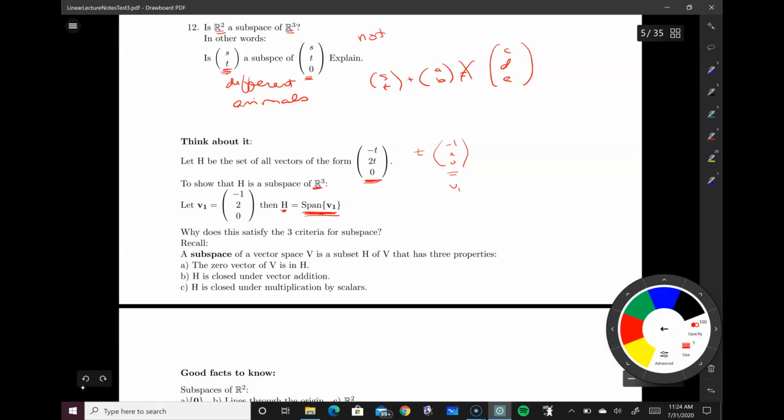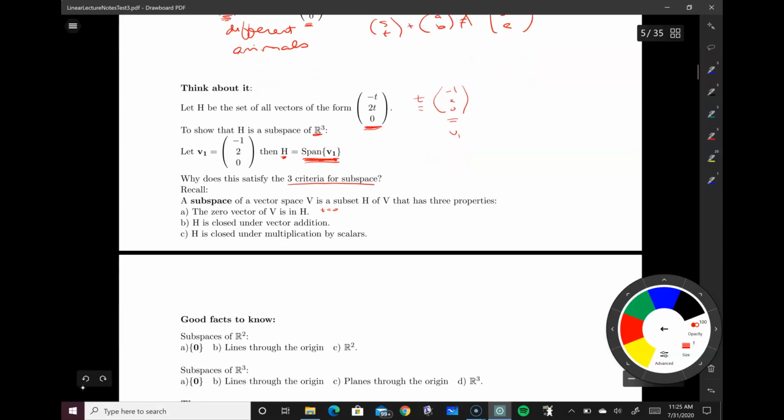Let's think about it. If I have a span of a vector, does it satisfy the criteria for a subspace? Yes, because there is a zero vector: I could let t equal 0. It's closed under addition because I have linear combinations of that vector, so it always stays in the span of that one vector. And it's closed under scalar multiplication because I'm allowed to let the constant in front be anything. So the span of a vector is a great way to say it's a subspace.